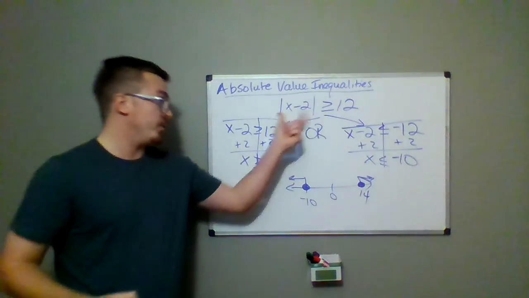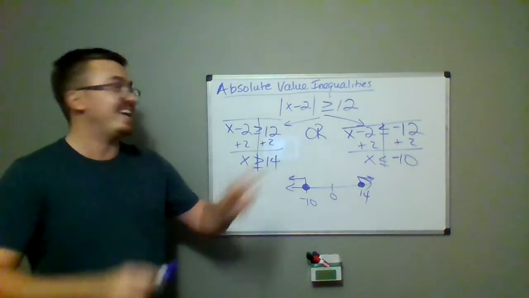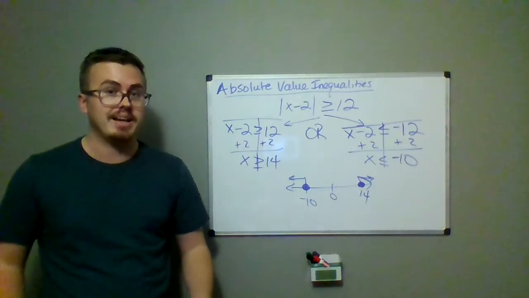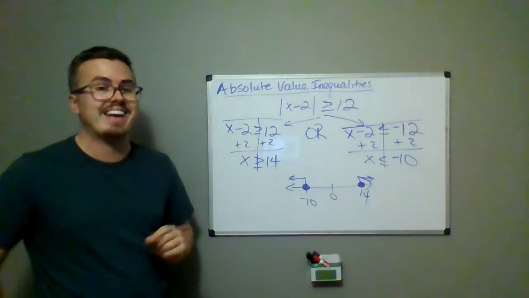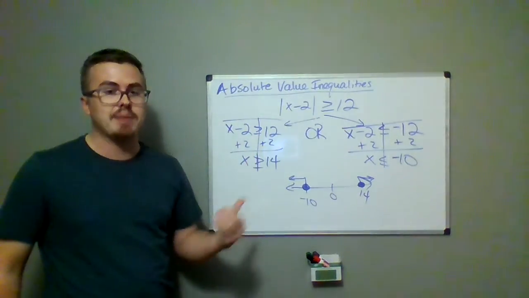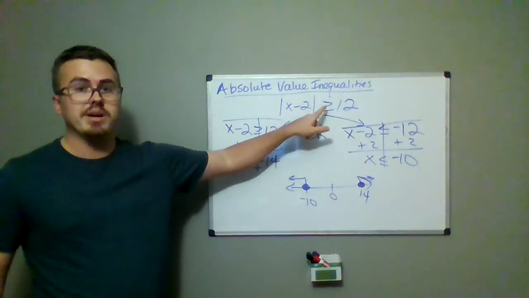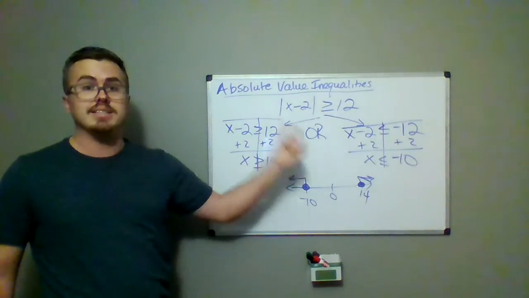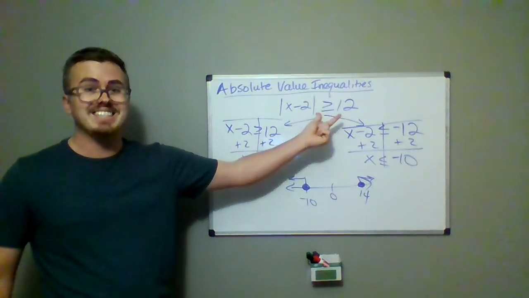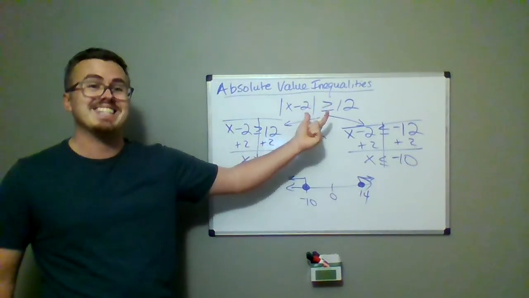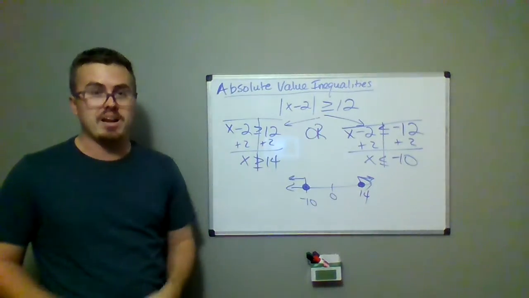So when you get the absolute value isolated, that's going to be key. We're going to look at that in the next example. When we get that absolute value isolated, then we look at what that symbol is in the middle. If it's greater than, it's an or problem. If this was less than or equal to, then we think less than, and it would be an and problem.